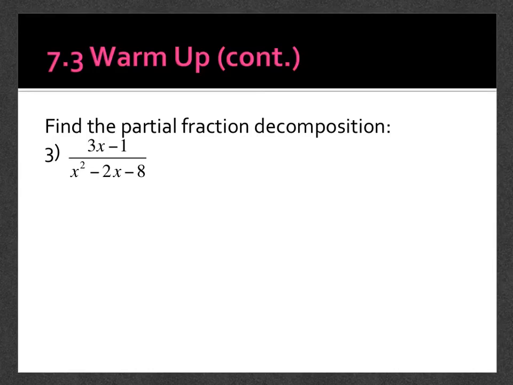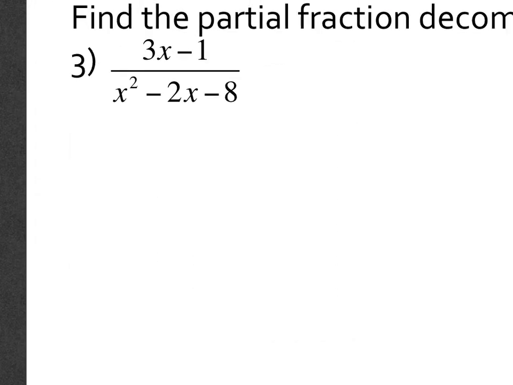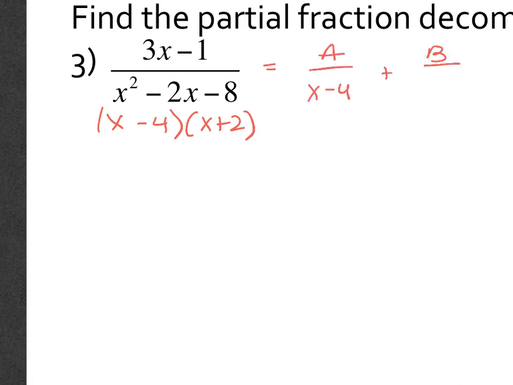Okay, then came your partial fraction decomposition. So yesterday we started ones that didn't have a repeated factor. So the first thing we're going to do is factor the denominator here. And I would get x minus 4 and x plus 2. And then I'm going to say A over x minus 4 plus B over x plus 2.